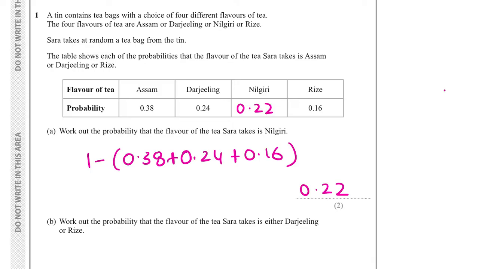Perfect. Work out the probability that the flavour of tea Sarah takes is either Darjeeling or rice. Darjeeling or rice. Yeah, we're going to add them together. I can't believe how simple this is. Okay, what do we get? 0.4. Absolutely perfect. Well done, guys. 2 marks for adding.